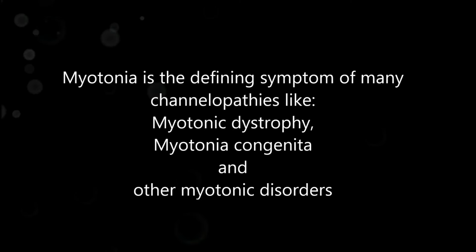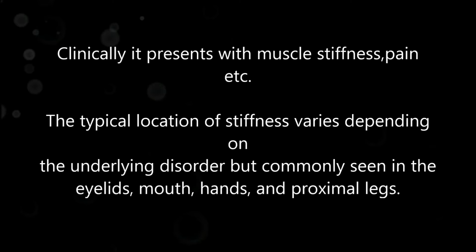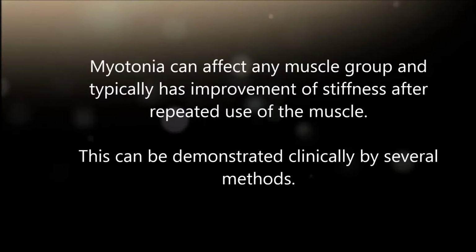Myotonia is the defining symptom of many channelopathies like myotonic dystrophy, myotonia congenita and other myotonic disorders. Clinically it presents with muscle stiffness, pain, etc. The typical location of stiffness varies depending on the underlying disorder but is commonly seen in the eyelids, mouth, hands, and proximal legs. Myotonia can affect any muscle group and typically has improvement of stiffness after repeated use of the muscle.